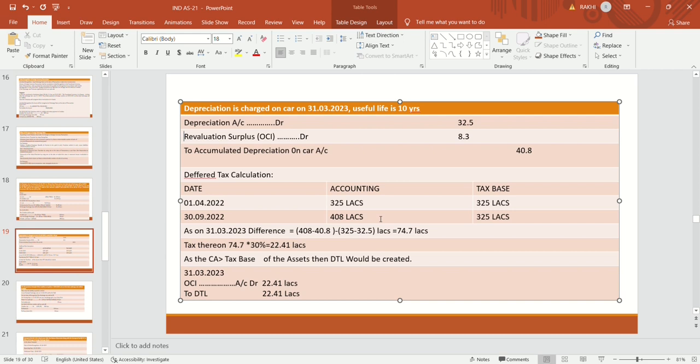As on 31st March, all the transactions relating to the revaluation surplus are charged to OCI, so the deferred tax calculation is also charged to OCI. So OCI account debit 22.41 lakhs, that is the differential amount into the tax rate, to DTL account, deferred tax liability 22.41.